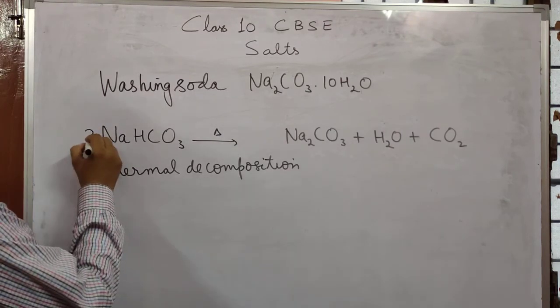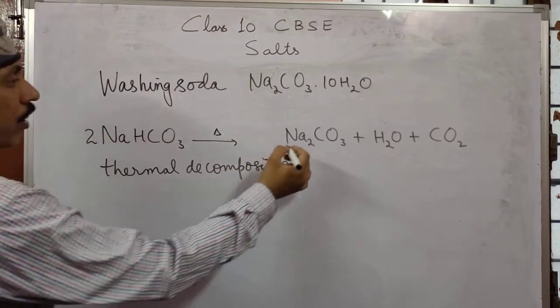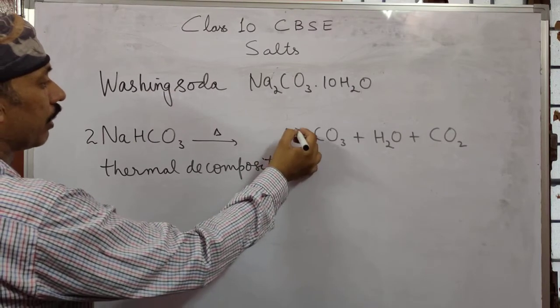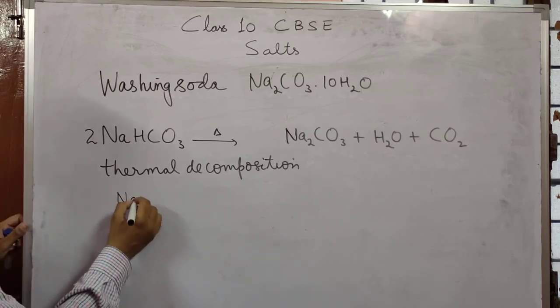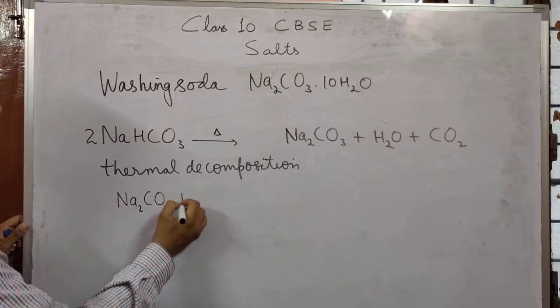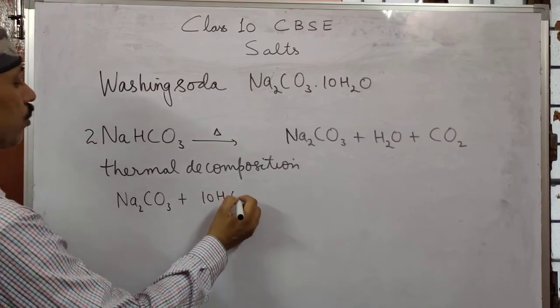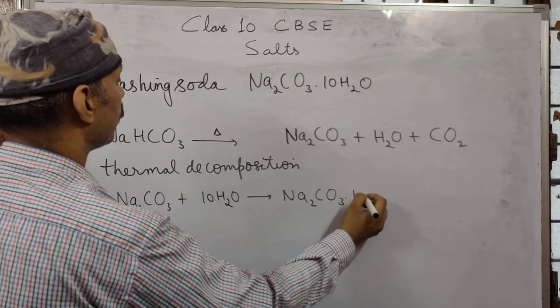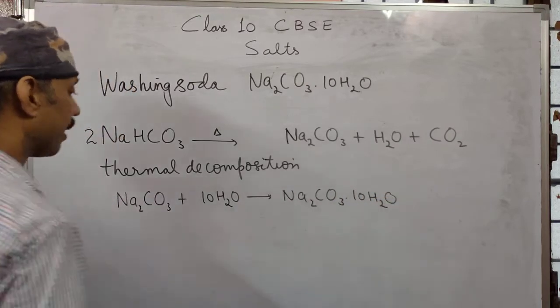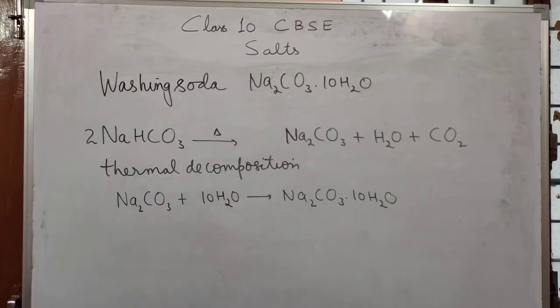Try to balance this one. I'll write 2 here: 2NaHCO3 gives Na2CO3 plus H2O plus CO2. Now this Na2CO3 combines with 10 molecules of water to give Na2CO3.10H2O. You can read about the uses of this salt from the book.